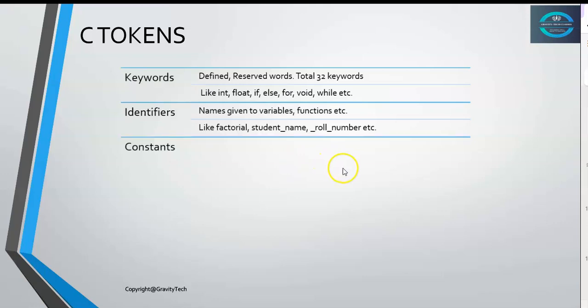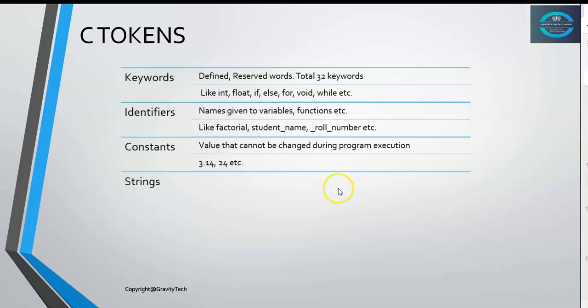The next is the constant. As the name says, the value cannot be changed. That's what constant means. And here in C, what does that mean? The value cannot be changed during the program execution. That's what it is, right? For example, 3.14, 24, etc.